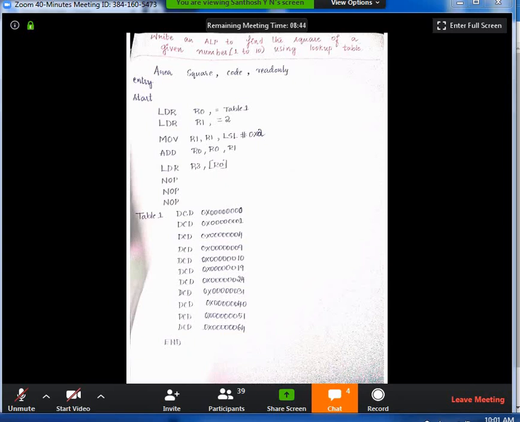Here NOP has been written 3 times. That is no operation. Instead of writing an infinite loop, that is STOP B STOP, you can write NOP 3 times. So it will end the program and stop the execution there. It means there is no instruction after the table. You are also using the keyword END there. So NOP is nothing but just STOP B STOP, which is an infinite loop. Instead of that we can use NOP also.